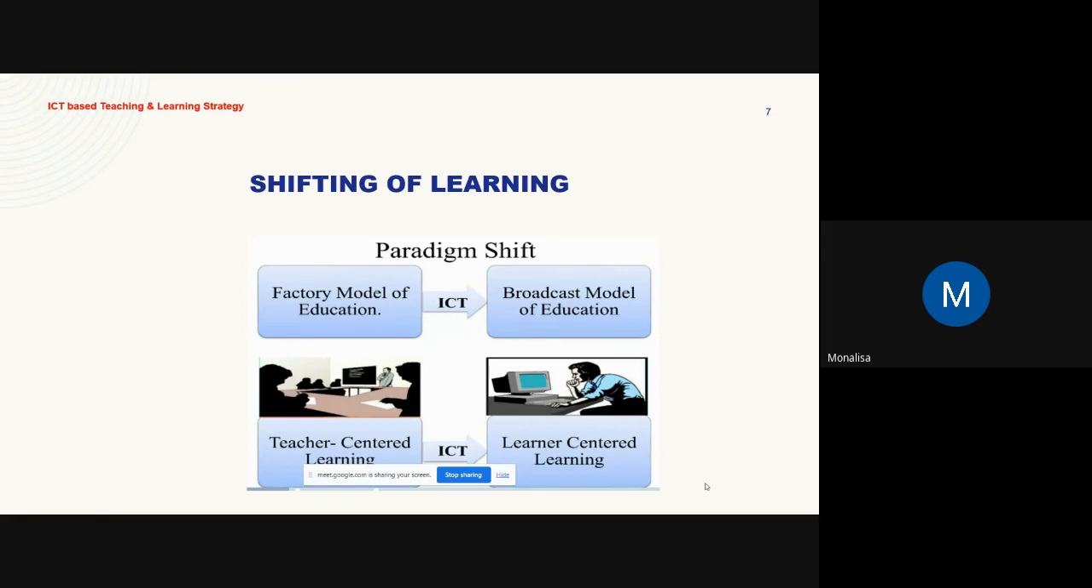That means the teacher becomes the facilitator of learning, who takes into consideration the personal learning rhythm of every student, and teaches them to learn, to discover, and to understand new information. That means using ICT, we are focusing on learner-centered education instead of teacher-centered education. There is the factory model of education, which is teacher-centered. That means we are just producing the workers for their future era, and using ICT, we can convert that to the broadcast model of education.